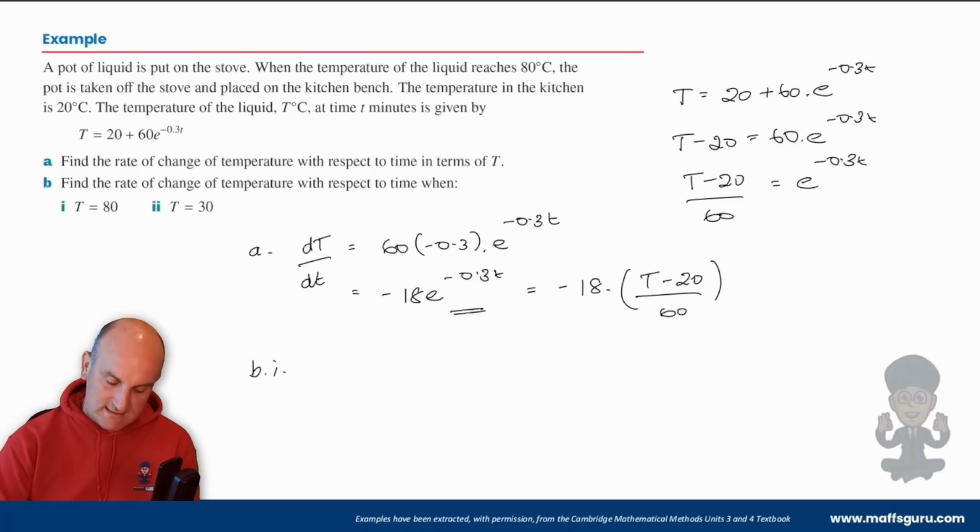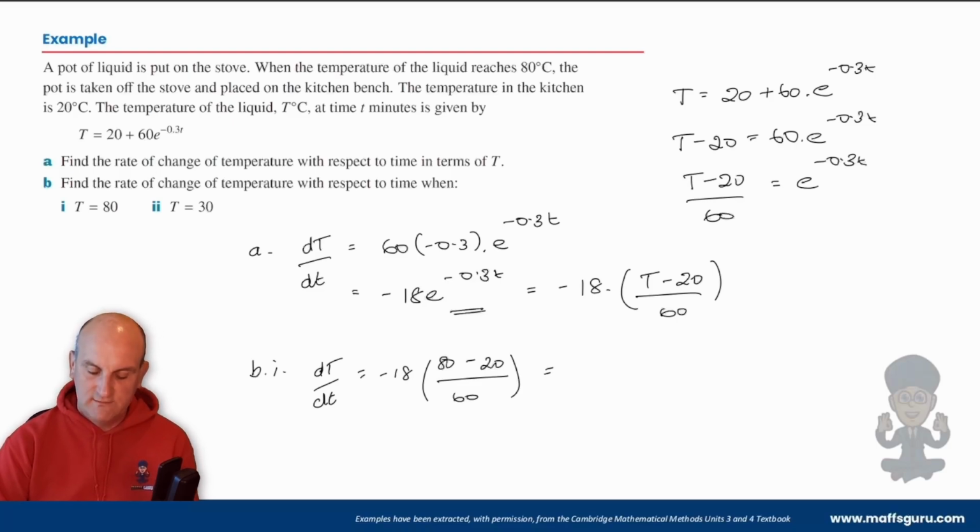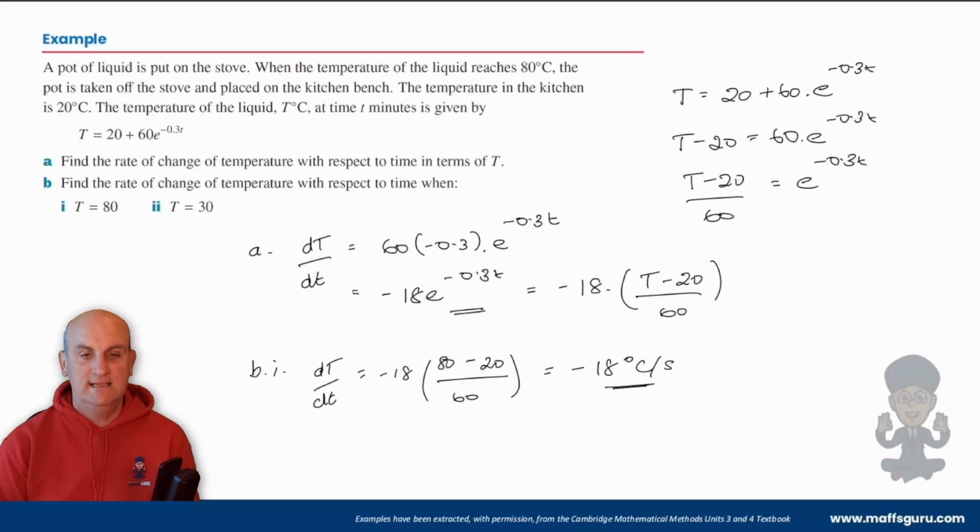So now when T equals 80, I know that dT by dt is going to be given by minus 18 times T, which is 80, minus 20, divided by 60, which is going to be 80 minus 20 is 60, 60 divided by 60 is 1. And so it's going to be minus 18 degrees C per, oops, not T, per second. So this is basically going to cool at 18 degrees per, did I say second or minute? Let's try that one again. Minute. What about part 2?